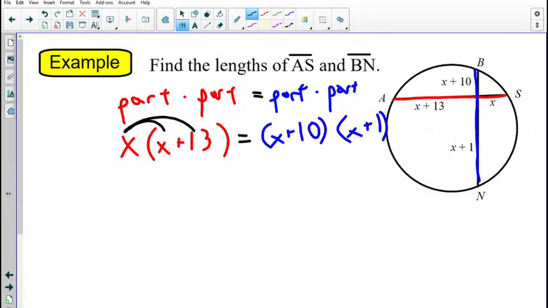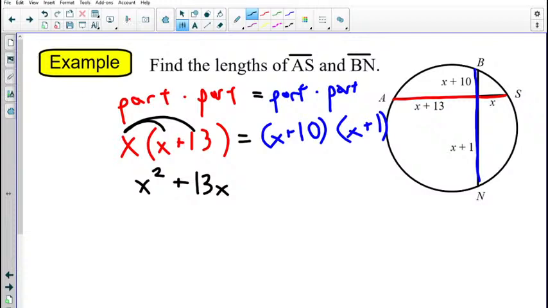I have x times x. Anything times itself is squaring. That is what squaring is: multiplying by itself. So 5 times 5 is 5 squared. x times x is x squared. Over here, when I distribute, I get x times 13. x times 13 here is 13x. That's the left side.